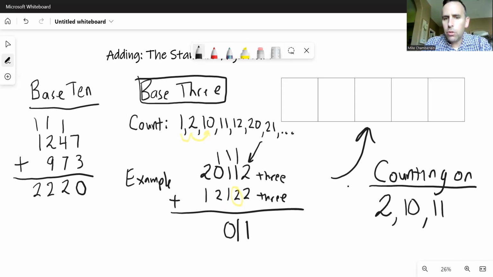Then we have 1 plus 0 plus 2. That's also 10. So 0, carry the 1. And then I have 1 plus 2 plus 1, which is the fourth counting number, which is 11. So I'll just write down 11 lastly. And that's my final answer. So it can be done with a standard algorithm.